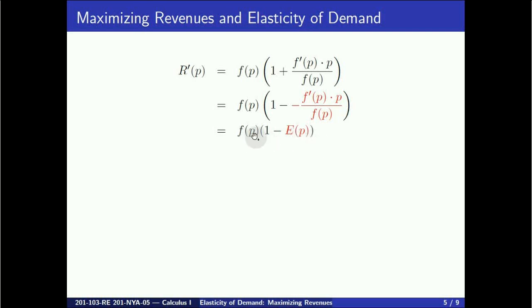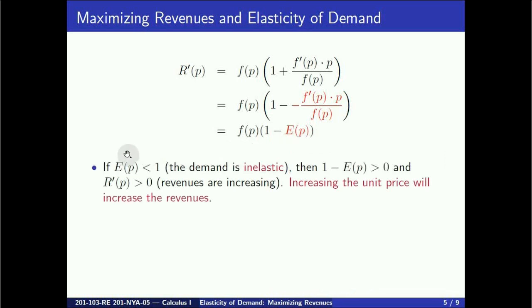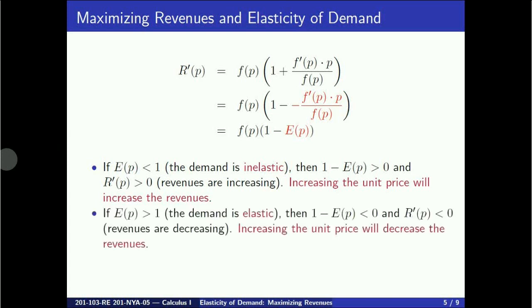Because the demand is always a positive quantity, the sign of R prime of P depends on the sign of 1 minus the elasticity. Therefore, if E of P is less than 1, and economists will say that the demand is inelastic, then 1 minus E of P is positive, and R prime of P is therefore positive, so the revenue function is increasing. This means that increasing the unit price will increase the revenues, in the case where the demand is inelastic. Similarly, if E of P is larger than 1, economists will say then that the demand is elastic, then 1 minus E of P is negative, and R prime of P in that case is negative. So the revenue function is decreasing. This means that increasing the unit price will decrease the revenues.